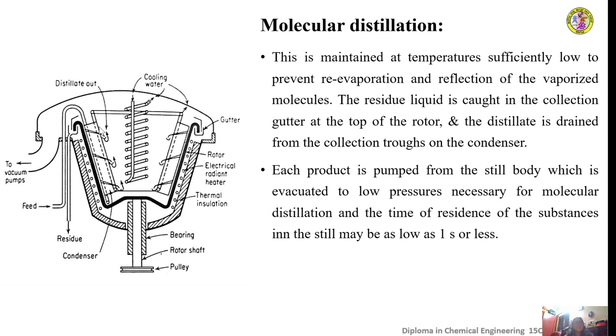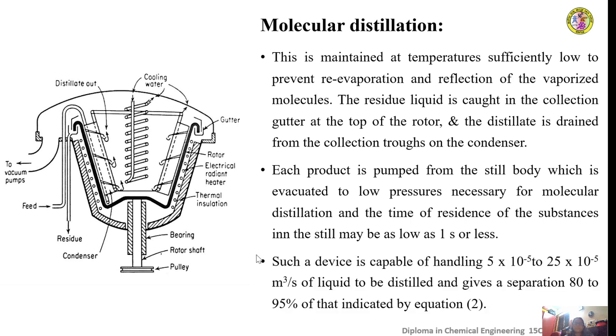second. So that is how the liquid surface is continually renewed in order to see that no thermal degradation of the liquid takes place because of exposure to the distillation temperature for a long time. So such a device is capable of handling 5 into 10 raised to minus 5 to 25 into 10 raised to minus 5 meter cube per second of liquid to be distilled and gives a separation of 80 to 95%, that can be indicated by equation number 2.